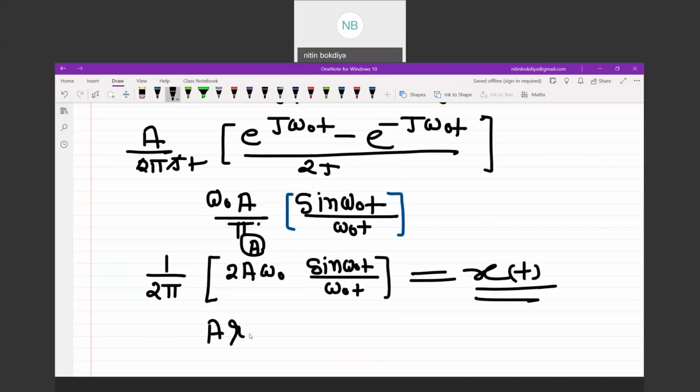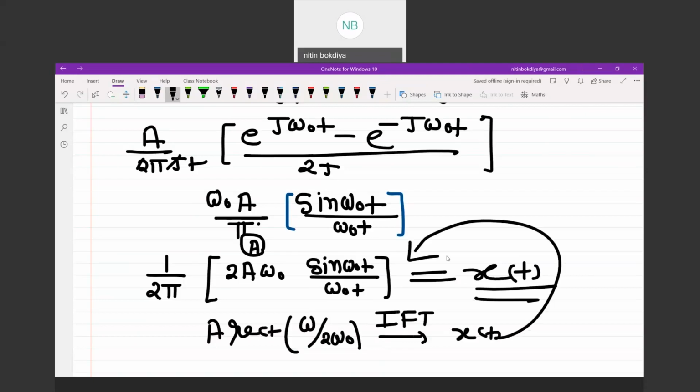So this is what? A rect of omega by 2 omega naught. And what is the inverse Fourier transform of this? x of t. And what is x of t? x of t is given by this.